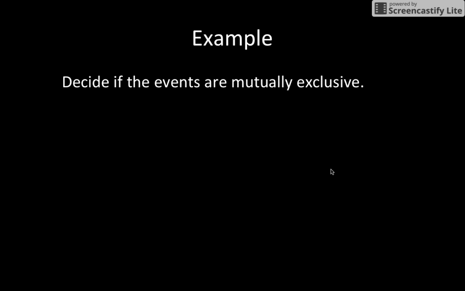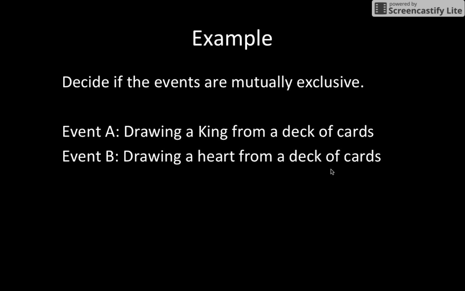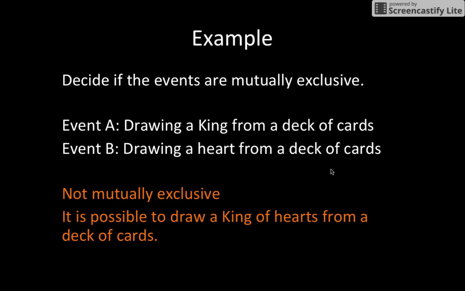Another example to decide if the events are mutually exclusive is if event A is drawing a king from a deck of cards and event B is drawing a heart from a deck of cards. These two events are not mutually exclusive. The reason for this is that it is possible to draw a king of hearts from a deck of cards.